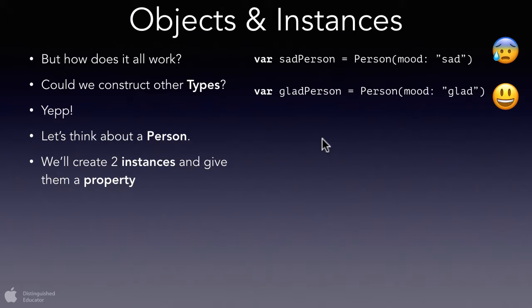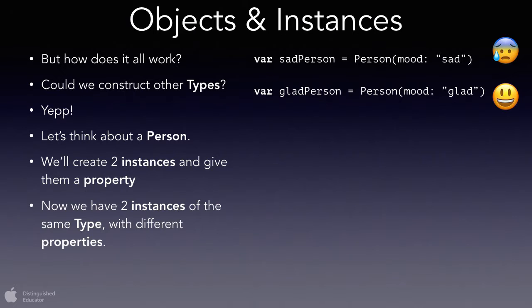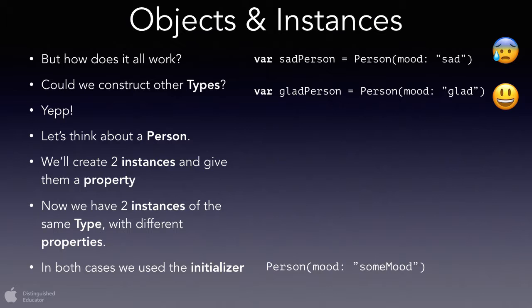I haven't shown you how that is done. We'll talk about that a bit later. So we have two instances of the same type, but they have different properties. Mood is a property that we give it when we initialize it. So in both cases, we use the initializer, person, mood, and then what mood it has.